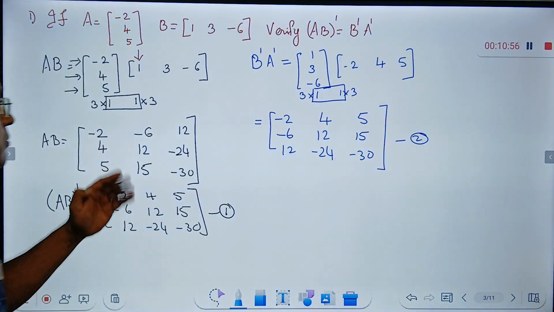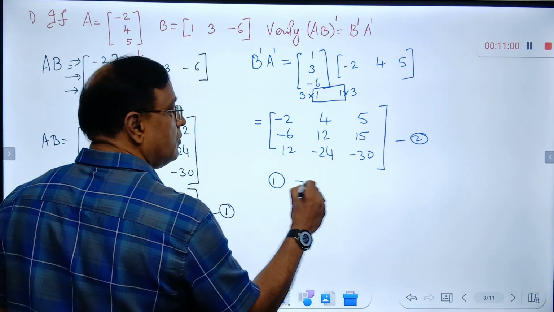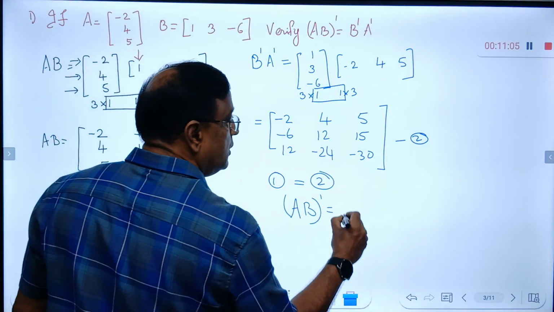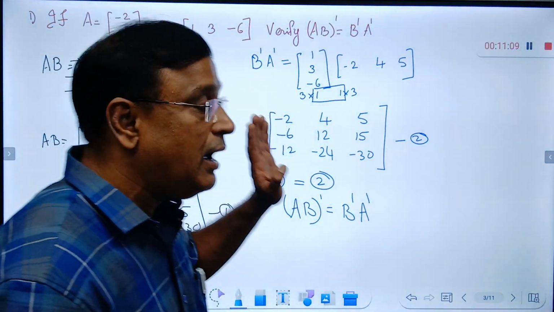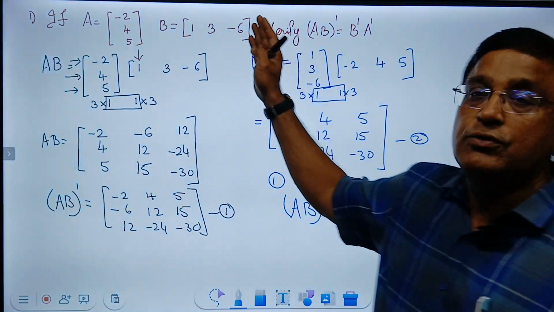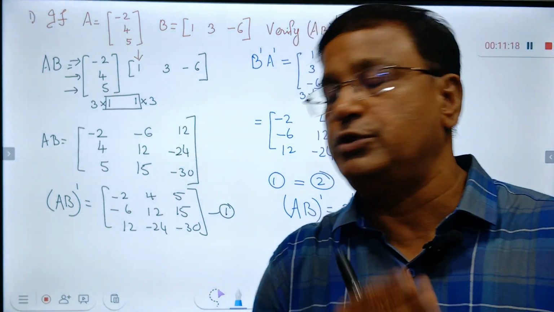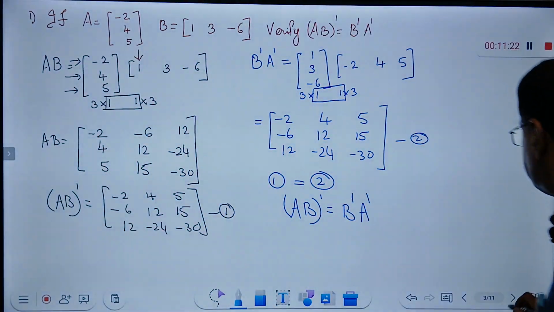Now look at 1 and 2. They are exactly the same. From 1 and 2, what do you say? AB transpose is equal to B transpose into A transpose. So I have verified this result will be true for any matrices which satisfy, of course, the multiplication property. AB transpose will be B transpose into A transpose. It cannot be A transpose into B transpose.